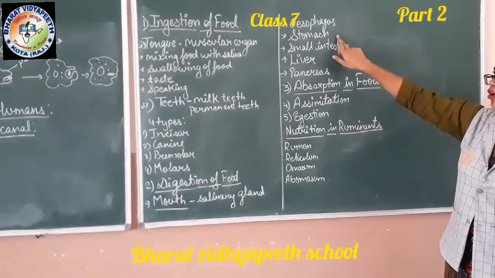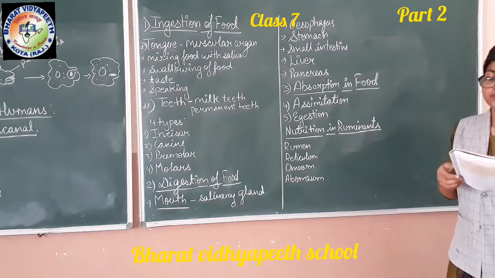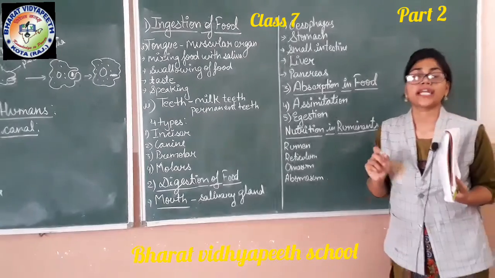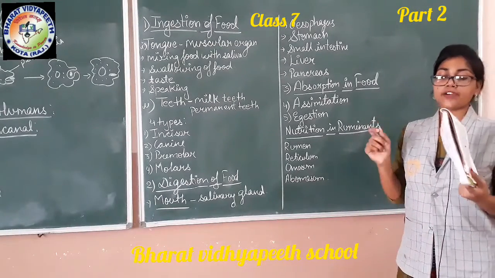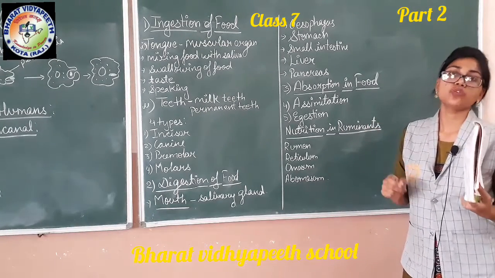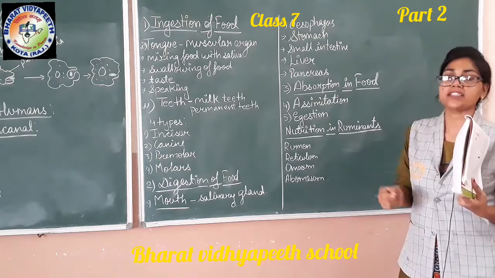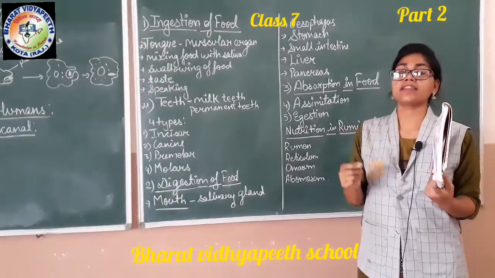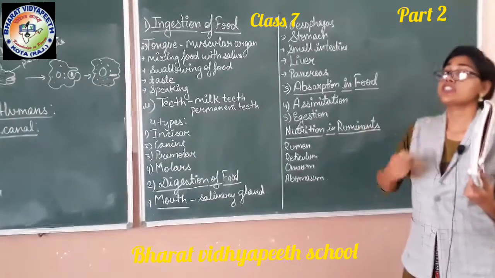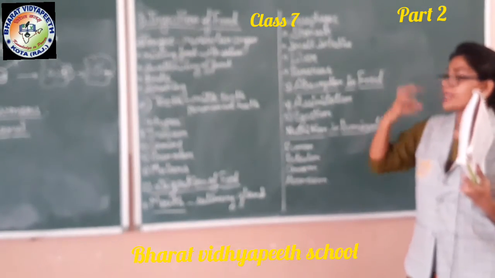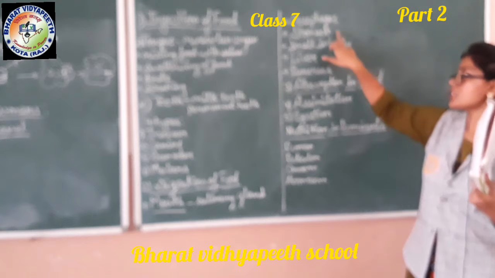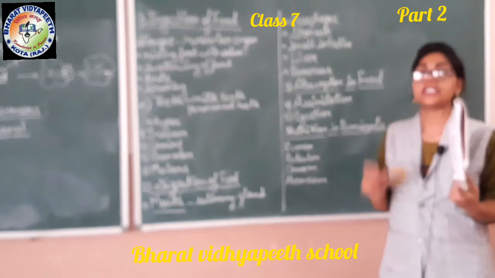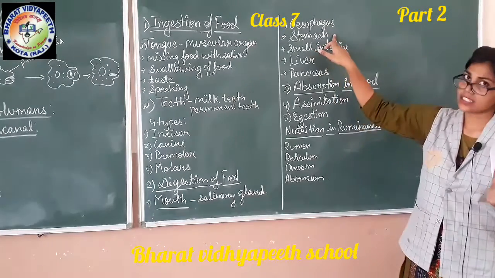The stomach is a J-shaped organ, like the English letter J, which helps the food to get digested. The stomach contains hydrochloric acid, that is HCl. What does hydrochloric acid do? It maintains the acidity of the stomach, and it kills the bacteria and other unwanted things which come with the food into the stomach. HCl destroys that unwanted material and bacteria.